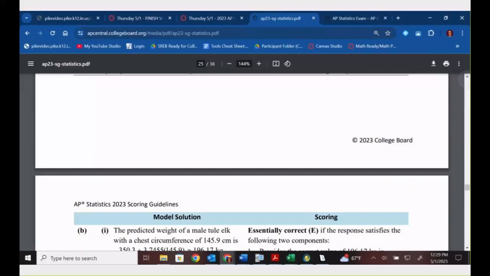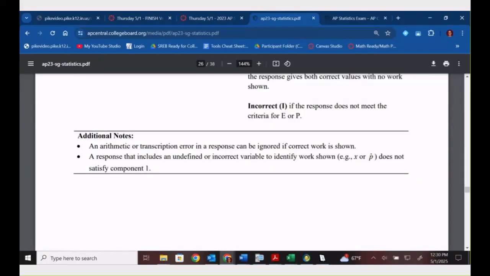Part B. 2 components here. You provide the correct value of 196.17 kilograms in part B I with work shown, and provide the correct value of 8.13 kilograms in part B II, or a value consistent with the predicted weight calculated for component 1 with work shown. If you got both of those components, that's an essentially correct. Only one of the 2 components would be partially correct, or if you give both of the correct values with no work shown, that would be a partially correct.